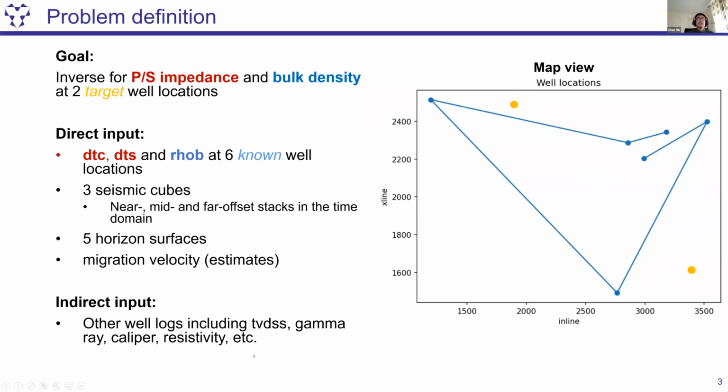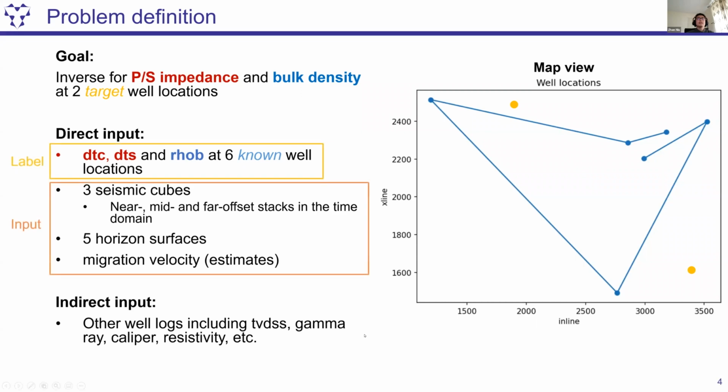That's Learning Lab 15. So in summary, our input will be the data that is available everywhere in this map, which is the 3 seismic cubes, the horizons, and the background velocity. And our labels would be just the VP, VS, and bulk density at 6 known well locations. So the label data is very limited compared to what we have for the input.